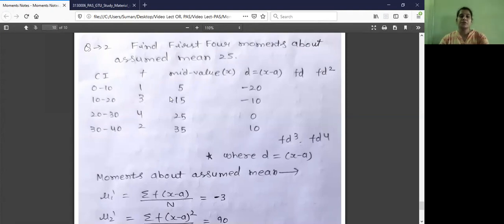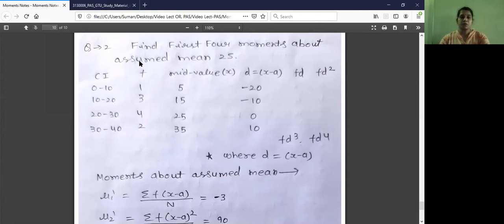So, first we find the first four moments about the assumed mean. We have the value of x. The value of x you should have. Okay. So, how will we find it? The mid value of 0 to 10 is 5. 10 to 20, the mid value is 15. 20 to 30, the mid value is 25, and 30 to 40, the mid value is 35.